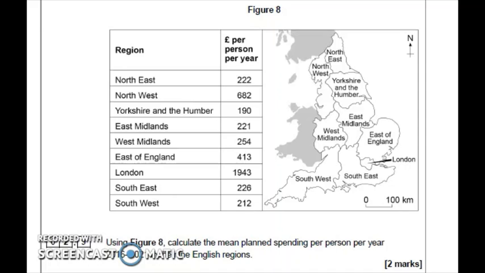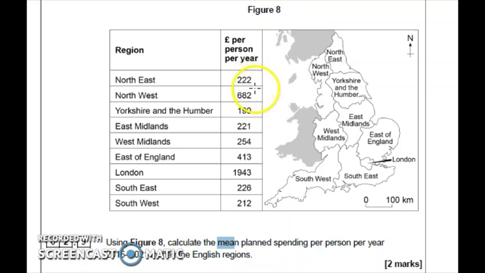Question 9. Using figure 8, calculate the mean planned spending per person per year from 2016 to 2021 in the 9 English regions. So it's a 2-mark question, so they're expecting you to spend about 2 minutes on this. What you basically have is the different regions of England and how much money is going to be spent in investment in that area. So we're just after the mean spend. So we've got to add all of these up.